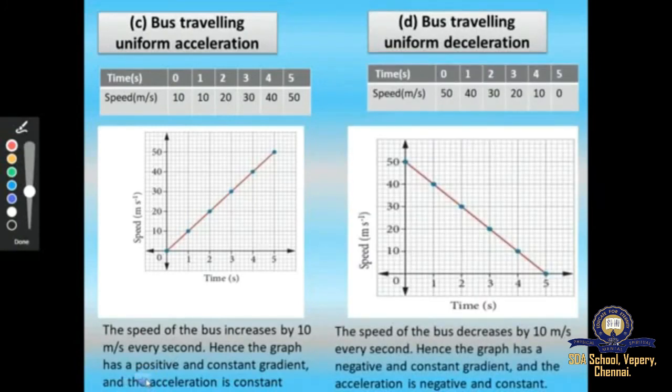Bus traveling with uniform deceleration. From 0 to 5 seconds the time is given, and the speed is given too. At 0 seconds it is 50, in 1 second the speed is 40, in 2 seconds the speed is 30, in 3 seconds it is 20, in 4 seconds it is 10, and in 5 seconds it is 0. And the graph is plotted. The speed of the bus decreases by 10 meters per second every second. Hence, the graph has a negative and constant gradient, and the acceleration is negative and constant.